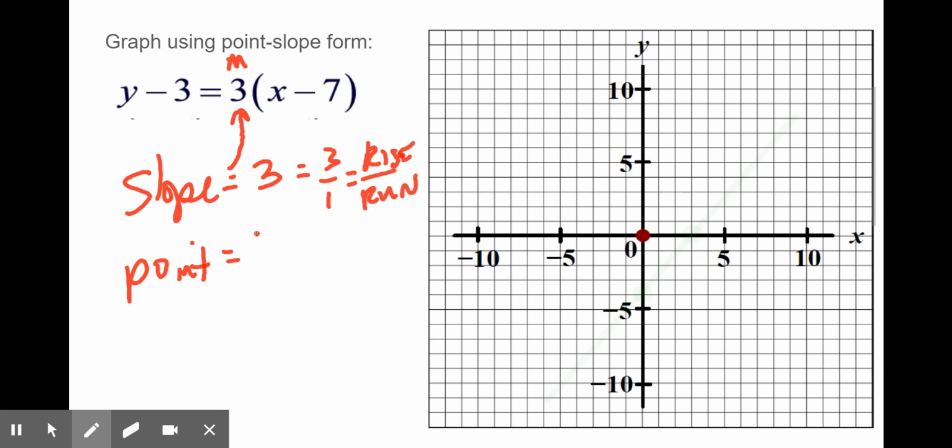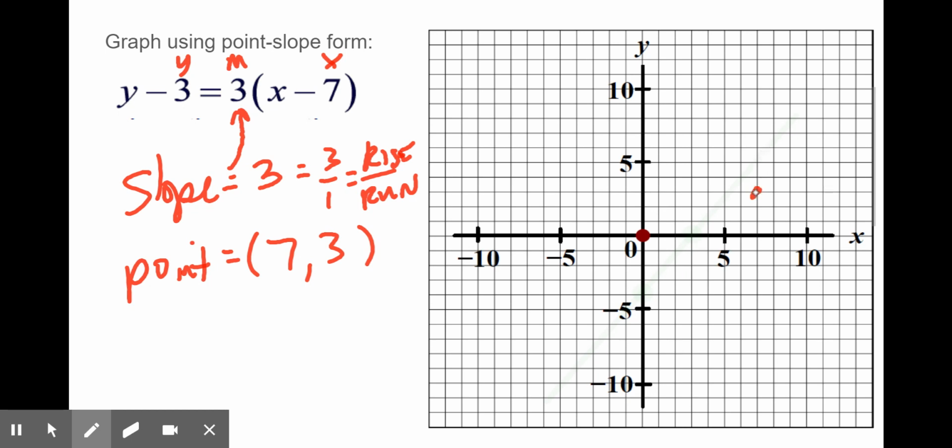And then I can also get a point from this, an x and a y. Here's my x coordinate. Here's my y coordinate. So my x coordinate is going to be 7. It's negative 7 inside, so it's going to be positive 7 for the point. And then it's negative 3 there, so it's going to be positive 3 when I use my point. And again, that's all because the formula has a minus sign in it. So we're going to go 7 spaces to the right and 3 spaces up to graph our point.